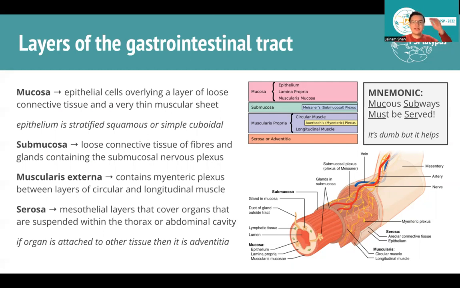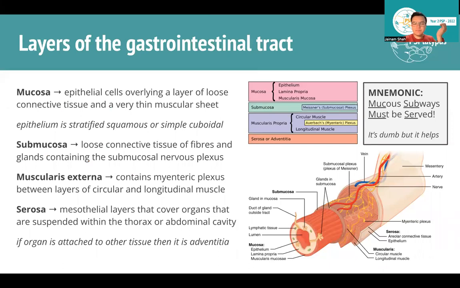So what you have is layers. The innermost layer of the tube is the mucosa, which is the epithelial cells. It has a lamina propria, which is loose connective tissue. It also has a very thin muscular sheet called the muscularis mucosa, which is not that important for us to know.